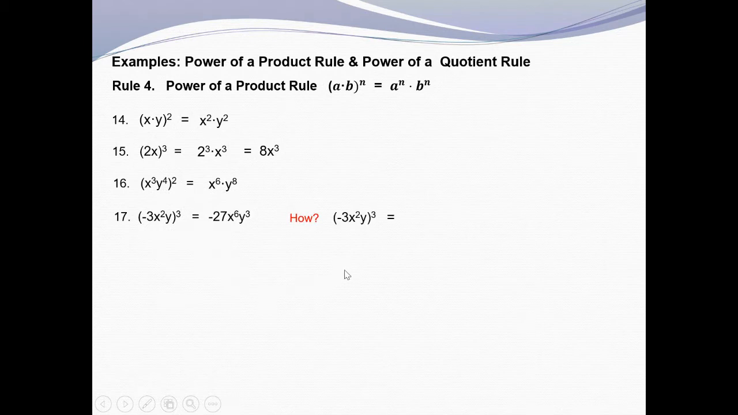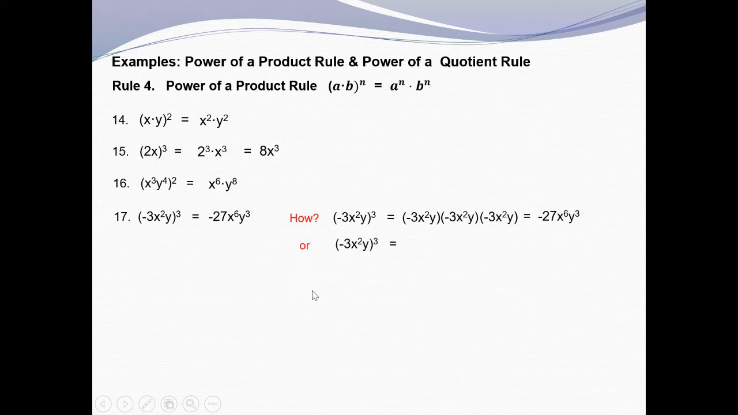So again, you can break it down. Negative 3x squared y to the third power is going to be negative 3x squared y times negative 3x squared y times negative 3x squared y. Negative 3 times negative 3 times negative 3 will give us negative 27. And x squared times x squared times x squared will give us x to the 6. And y times y times y will give us y cubed. But like I said, you can go from the original problem all the way to the answer if you know how to apply the rules.